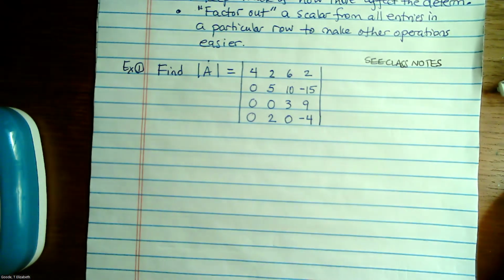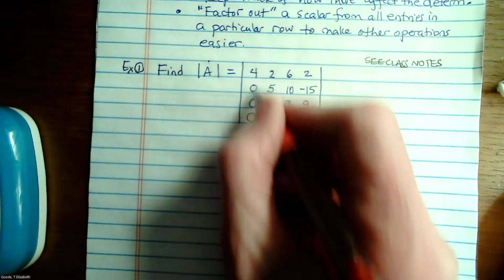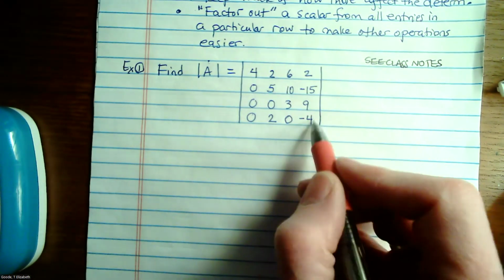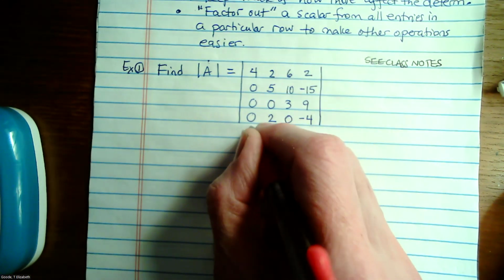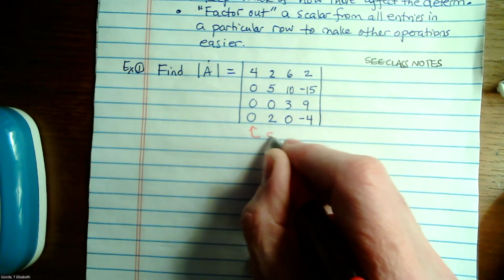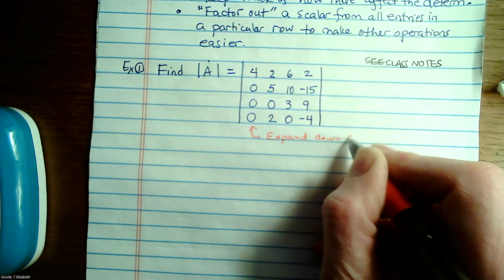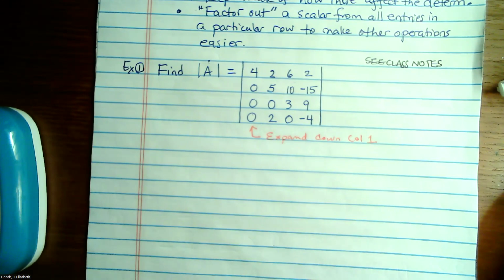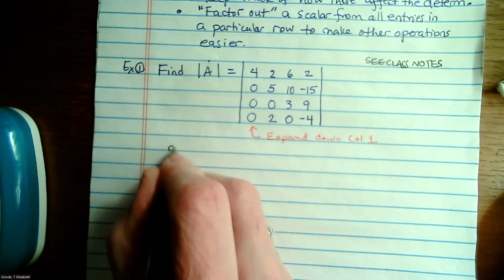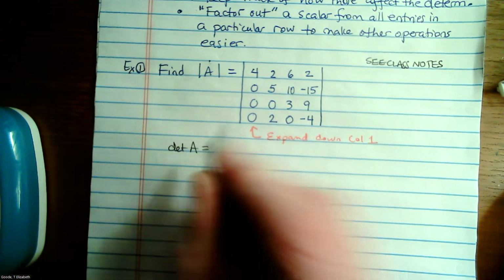All right. So the first thing we do is we say we got lots of zeros there, and probably enough zeros that the rest of it won't be too horrible. And it's good practice anyway. We're going to expand down column 1. All right. So the determinant of A is going to equal.